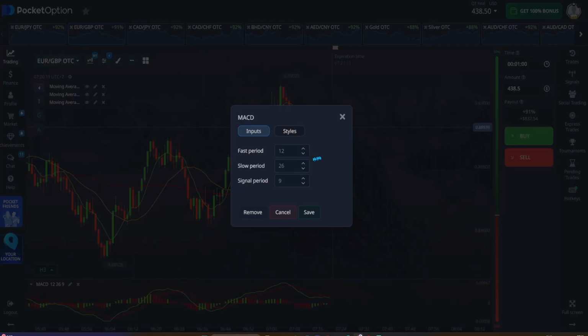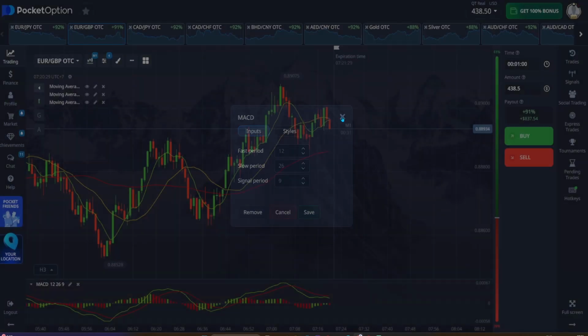MACD with default settings. This works as a momentum tool and confirmation of the overall trend. By combining these 4 indicators, you'll have a complete market view. Short-term trend, medium-term flow, long-term structure, and momentum confirmation. This alignment helps you take trades with much higher accuracy.